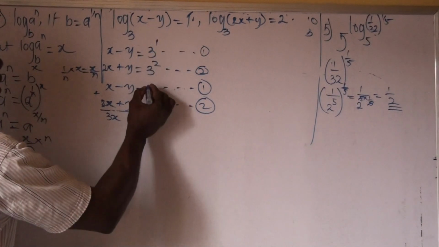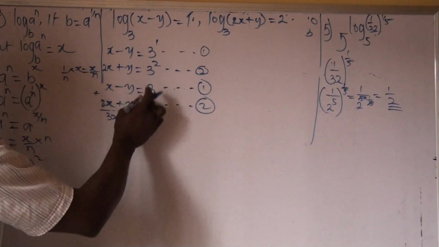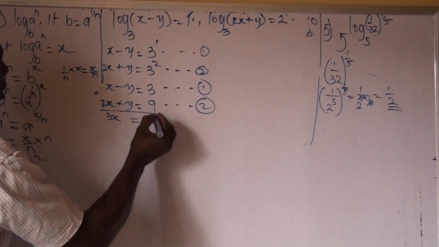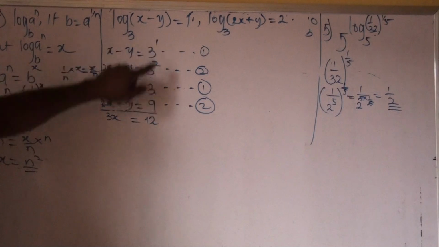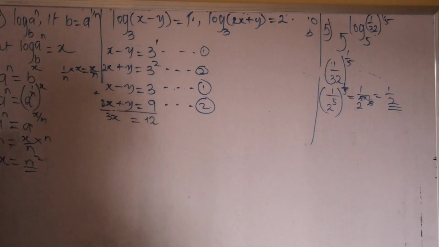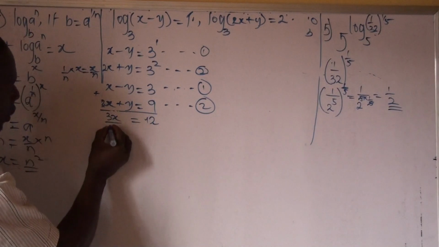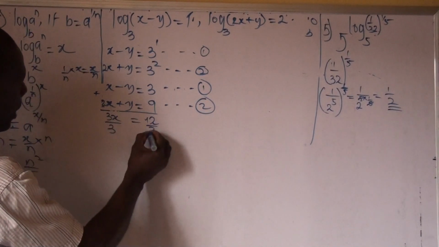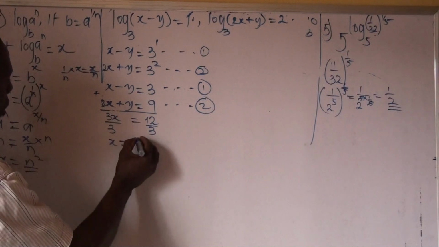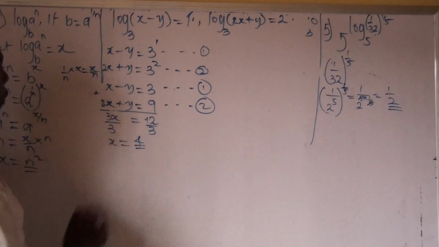This is 3. Okay, 3 plus 9, that will give us 12. So 3 raised by 1 is 3, not 1. Sorry for that mistake. All right, the next thing is we divide both sides by 3, so that x will eventually become 4.